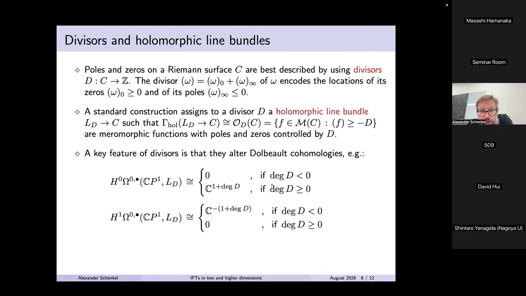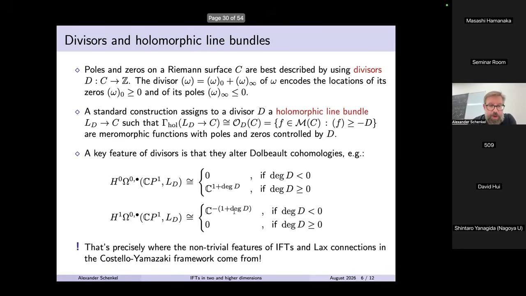In particular, you see that for positive divisors, you tend to develop zeroth Dolbeault homology, and for negative divisors, you tend to develop first Dolbeault homology. Okay, so you can play a game to modify the Dolbeault homologies by appropriately twisting with divisors. And that is precisely where the non-trivial features of integrable field theories and Lax connections in the Costello-Yamazaki theory come from. It comes from the fact that imposing boundary conditions allowing for singularities corresponds mathematically to twisting these complexes with line bundles coming from divisors.